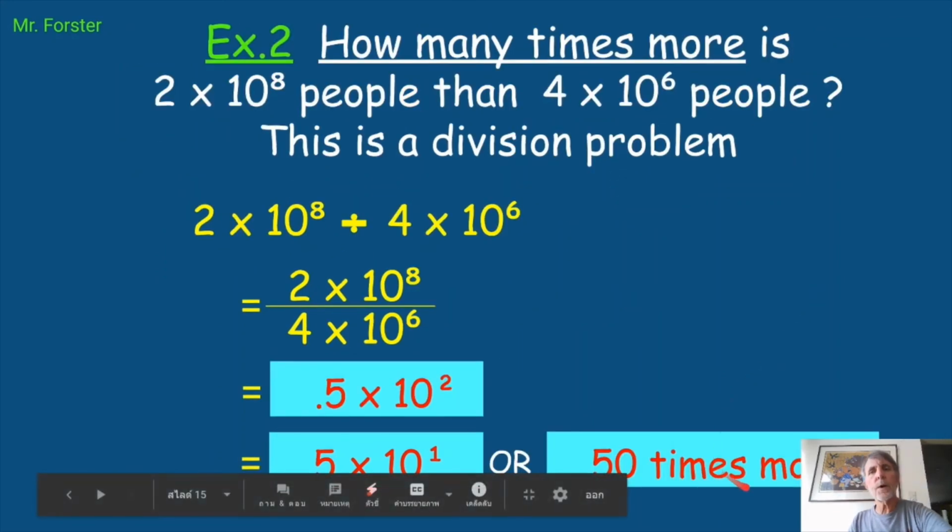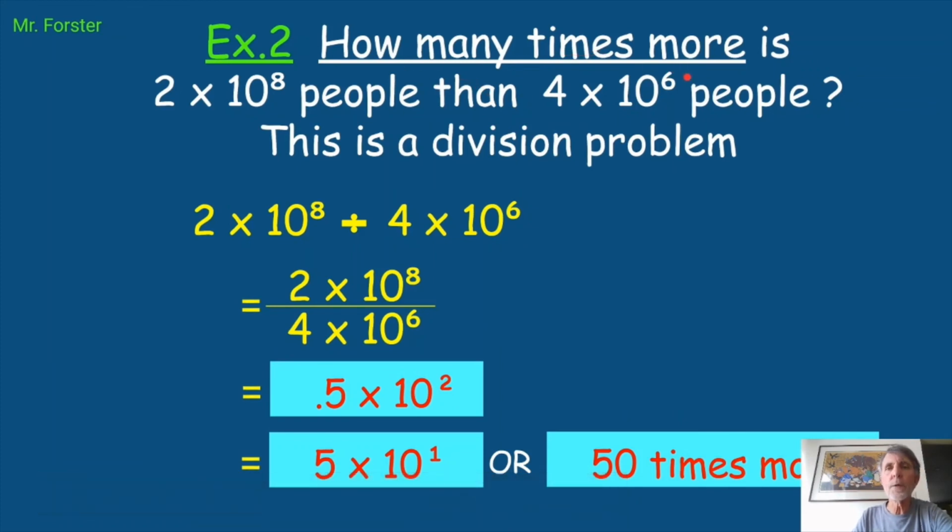Here is a division problem, a very important type of division problem. How many times more? So how much more is a subtraction problem. How many times more is the division problem. 2 times 10 to the 8th people. So if we think of that, that's like 200 million. How many times more is 200 million than 4 times 10 to the 6th, that's 4 million, I believe. So how many times bigger? And this is a division problem.